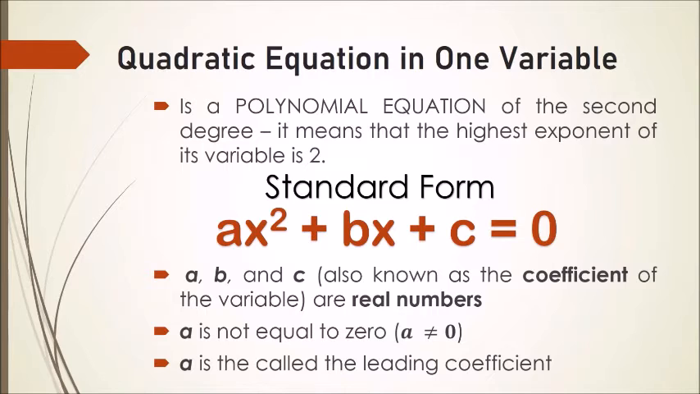C na tinatawag ding coefficient ay dapat real numbers. Pero ang a ay hindi dapat equal sa 0. Kung bakit? Kasi mawawala na yung ating ax squared, which signifies our highest exponent. So mawawala or hindi na magiging quadratic equation yung ating equation. At yung a ay tinatawag din nating leading coefficient.